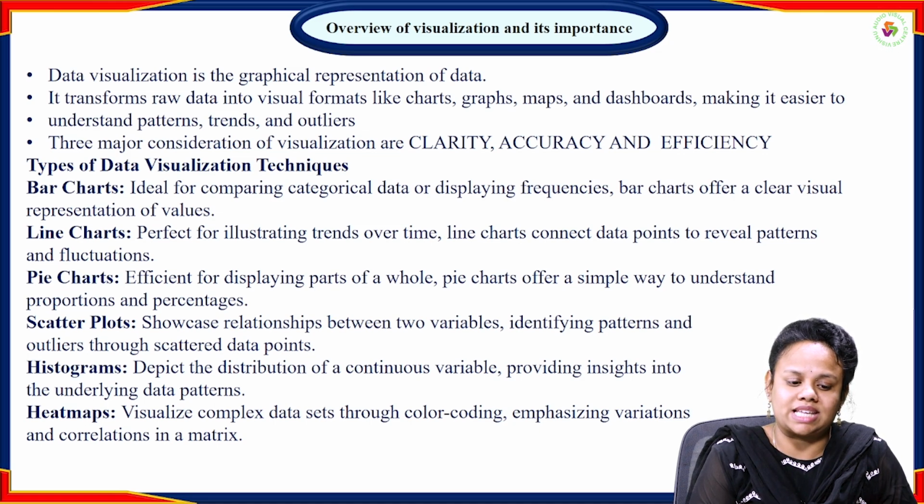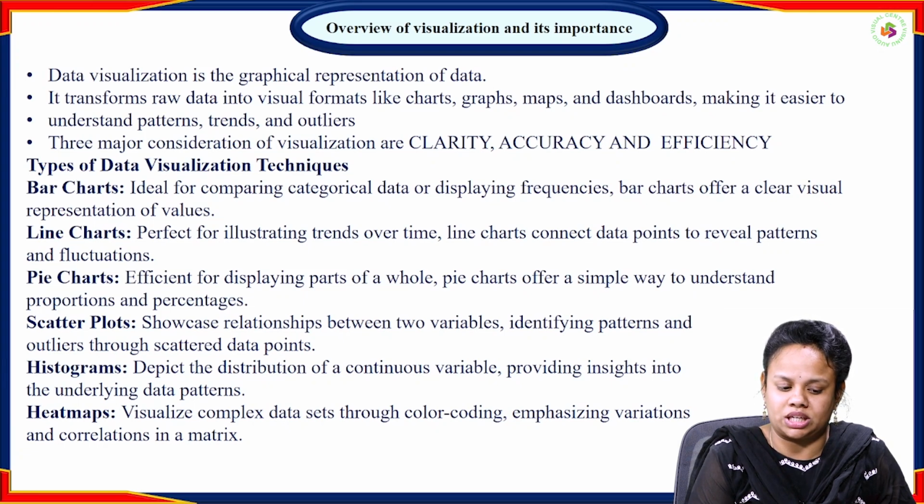The next is scatter plot. Showcases the relationship between two variables, identifying patterns and outliers through scattered data points. The next is histogram. Depicts the distribution of a continuous variable, providing insights into the underlying data patterns. And the next is heat maps. Visualize complex data sets through color coding, emphasizing variations and correlations in a matrix.